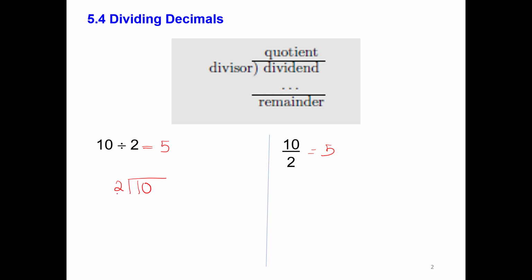Then we say, how many 2's are in 10? We say 5. Then 5 times 2 is 10. We subtract 10, and this is the remainder. In this case, 2 is the divisor, 5 is the quotient, 10 is the dividend, and 0 is the remainder.